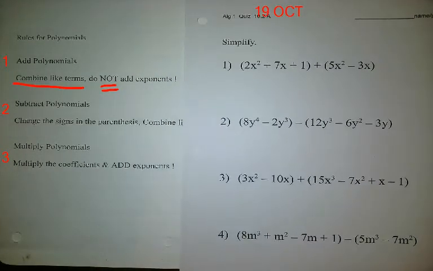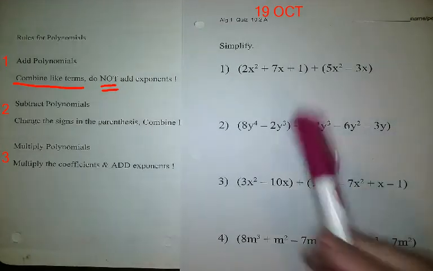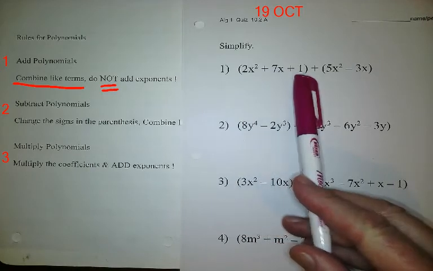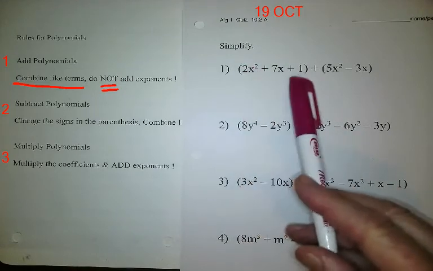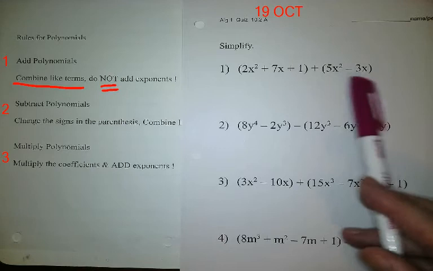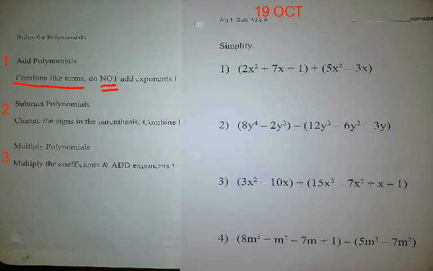Okay? So right here, we've got an example. This one right here, we've got 2x squared plus 7x plus 1. And this polynomial, remember, this one's a trinomial. This one we're adding to this guy. This is a binomial. It has two parts. And so we can only add things that are alike. And you say, if you look at that, I don't see anything alike.